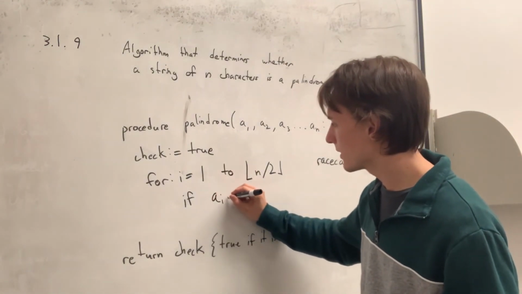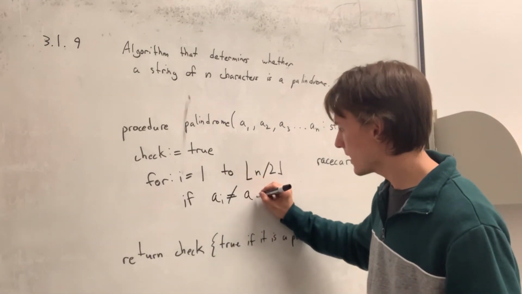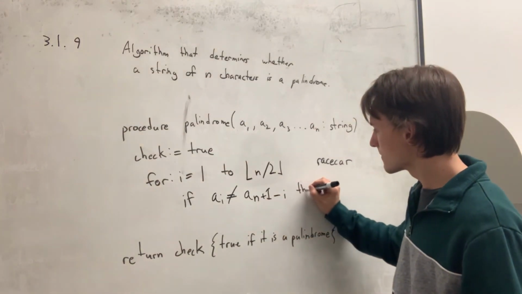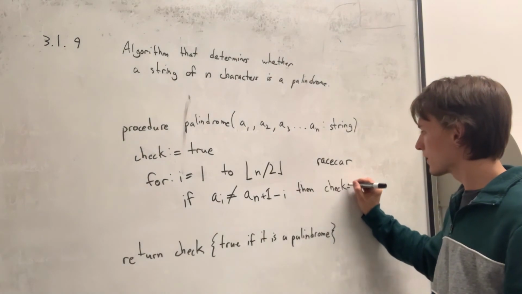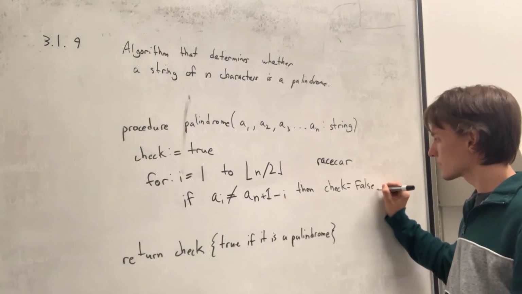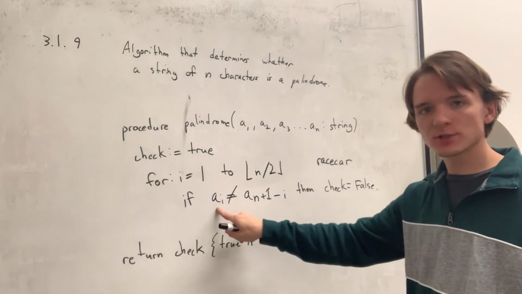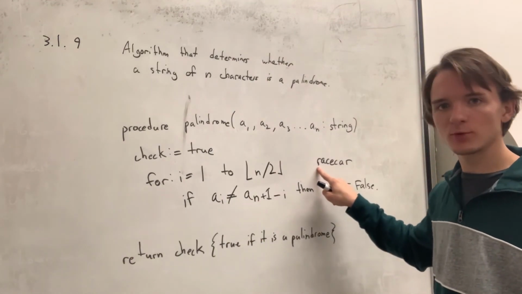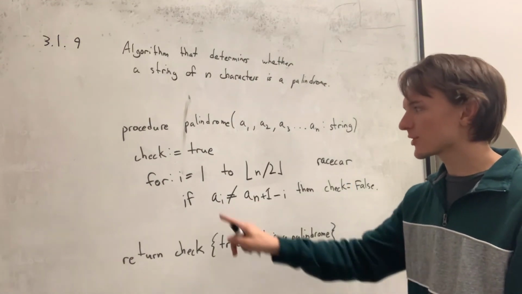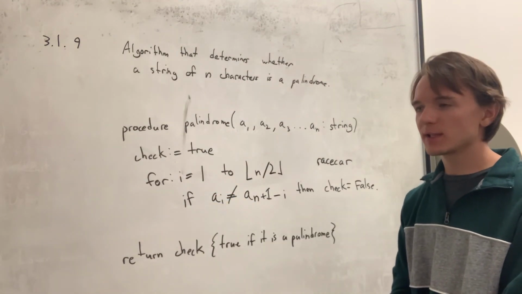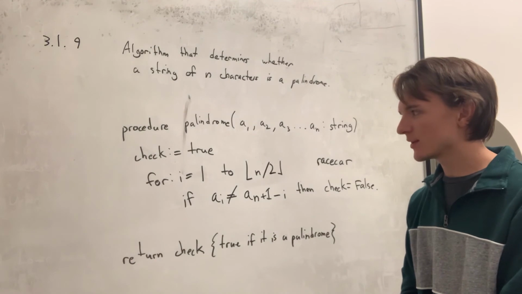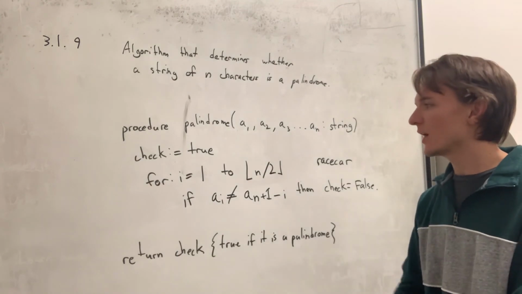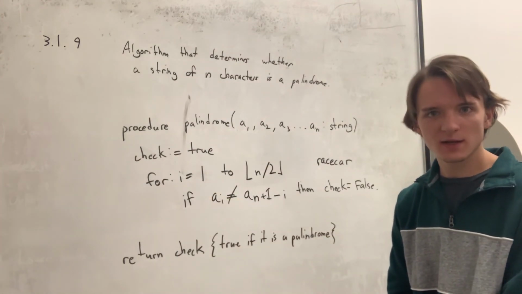If A of I does not equal A of n plus 1 minus I, then check equals false. So how does this work? Well, in the first loop of our for loop here, we check A of I. A of I is going to be equal to 1. Just FYI, we're starting at 1 and not 0 because usually in pseudocode, we don't really begin with 0. We begin with 1. You know, not the computer science way. I know, it's heresy. But we begin with 1 instead, just to make it code agnostic.